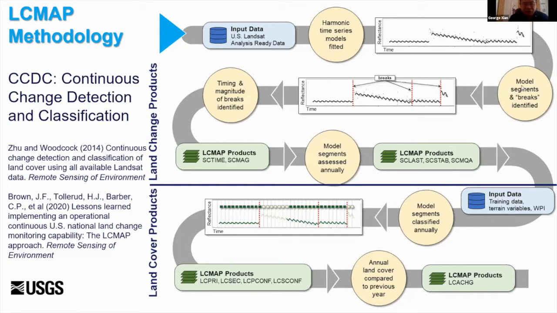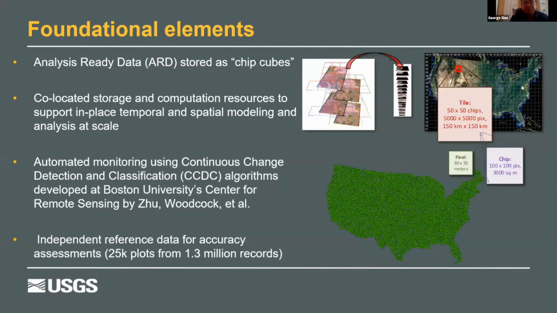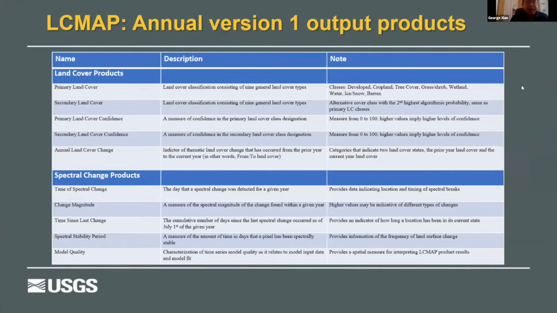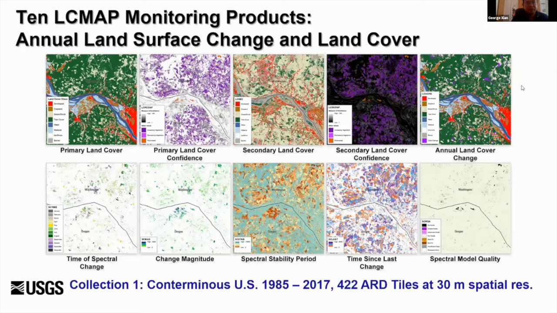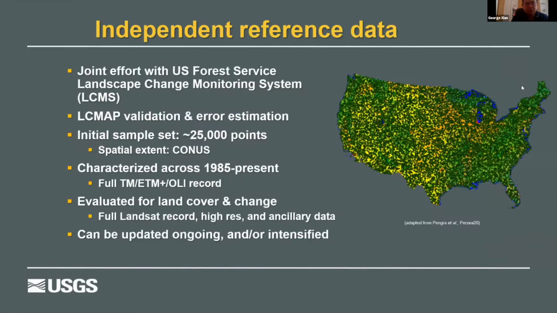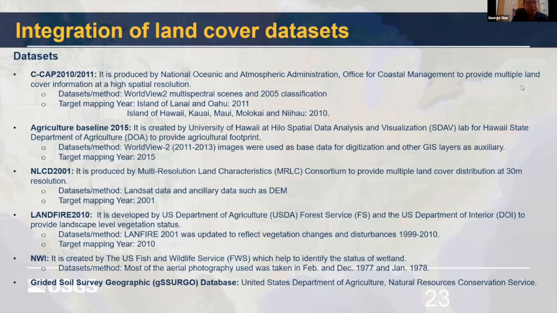So we can use this information to estimate the change information from the entire Landsat archive, and also we can generate the annual land cover. So this is the general product we can provide from LCMAP. I'm going to try to skip this one. We also provide independent validation data for this work.